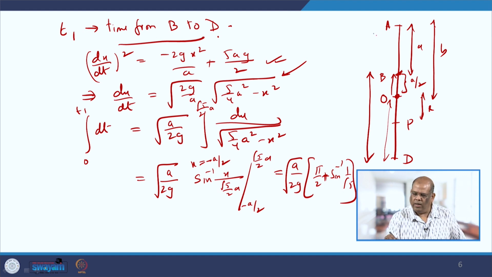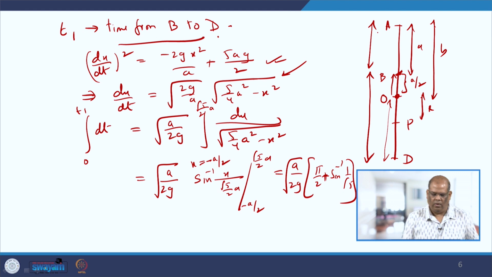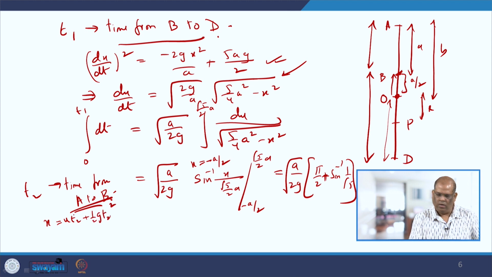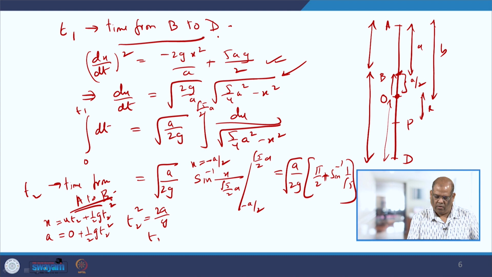Now, what will be the time from A to B? And please remember, from A to B it is just a free fall. So, if T2 is the time from A to B, there you will use x equal to ut2 plus half g t2 square. So, at the point B, your x is a, initial velocity is 0. So, half g t2 square, your t2 square is 2a by g, and your t2 is root of 2a by g.